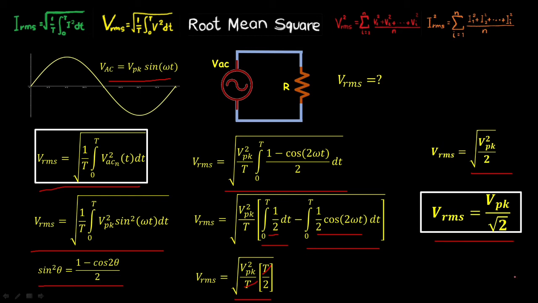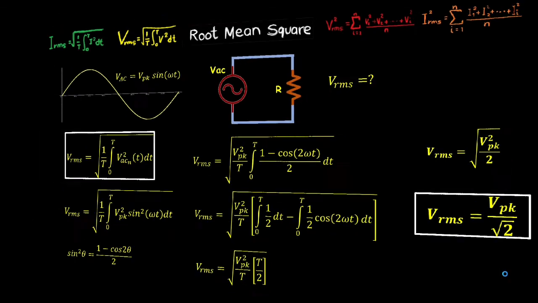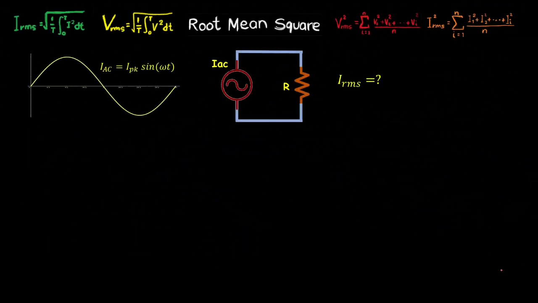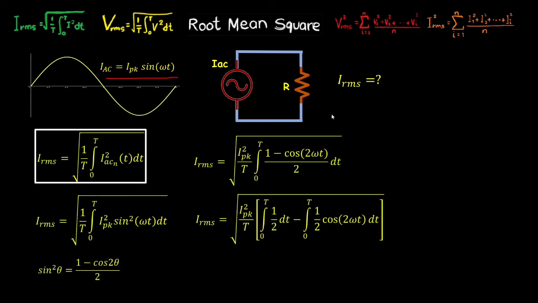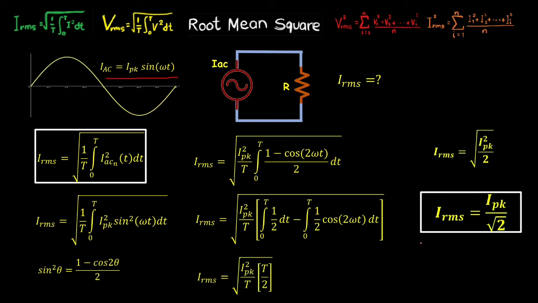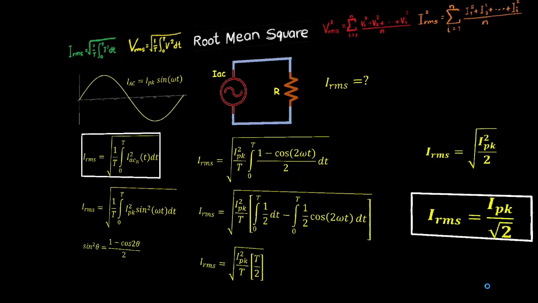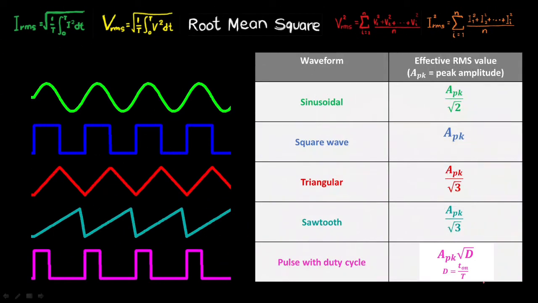The same procedure will be taken when you want to derive the RMS value for the current. But for your reference, I included here in the video the derivation for the sinusoidal RMS current. Please take note that this formula is only applicable with the sinusoidal input. Here are the other common AC waveforms and their effective RMS values. We have the square wave, triangular, sawtooth, and a pulse with a duty cycle.